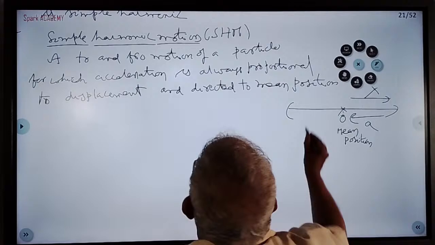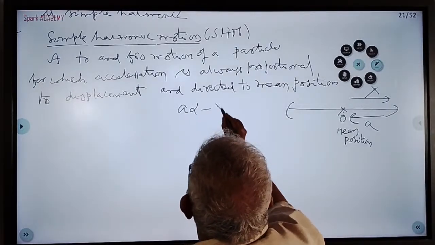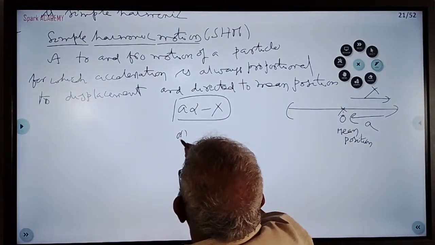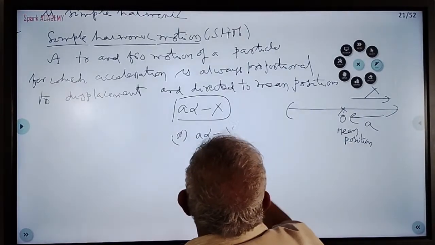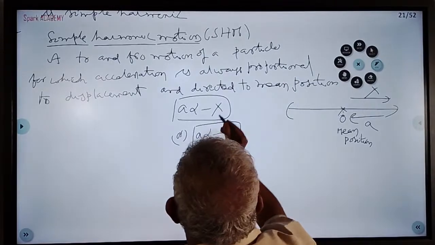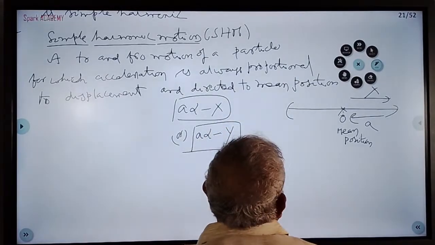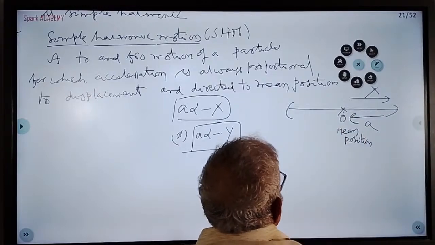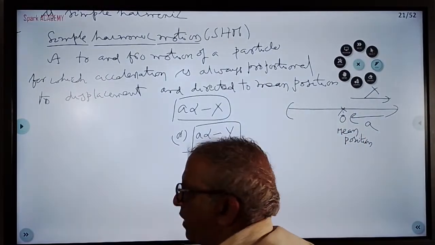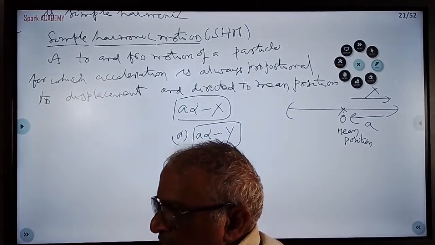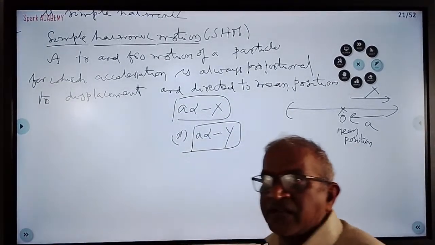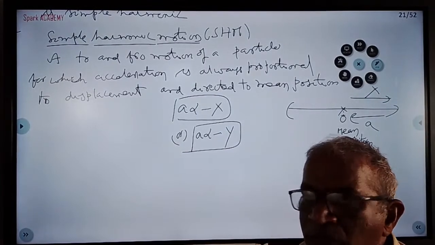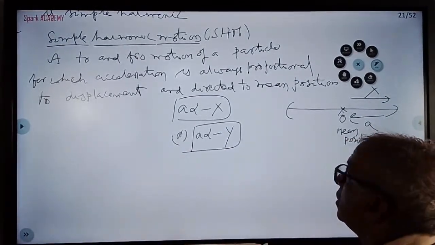This is the diagram. Acceleration is always proportional to x or y; x displacement means x, y displacement means y. X is directed to the right side, acceleration is directed to the left side, but proportional to displacement. X is more, acceleration is more; x is less, acceleration is less. X is 0, acceleration is 0. But acceleration and displacement are in opposite directions.